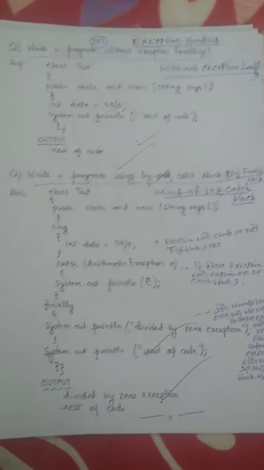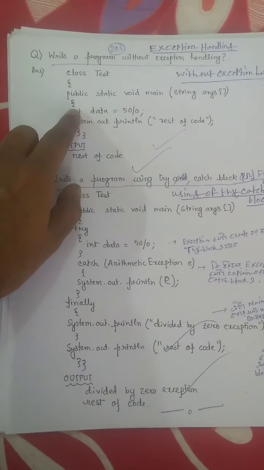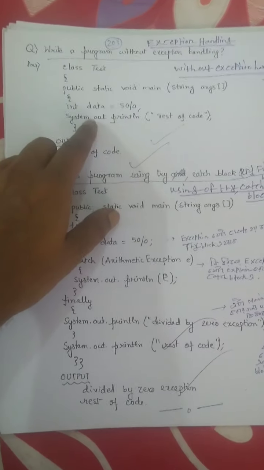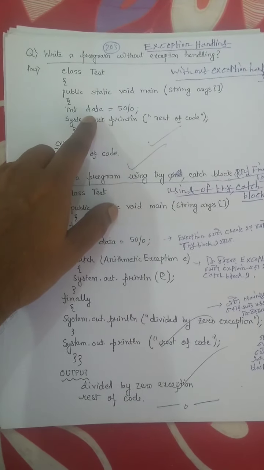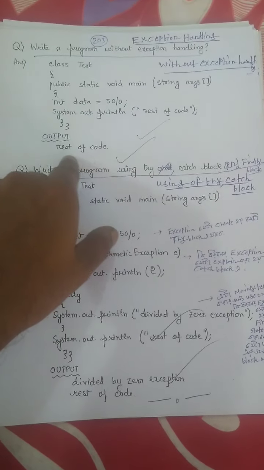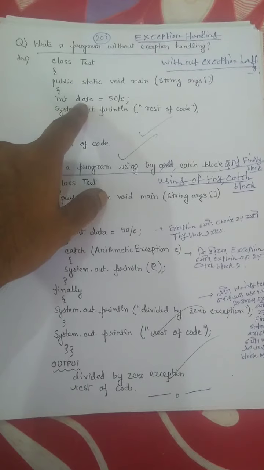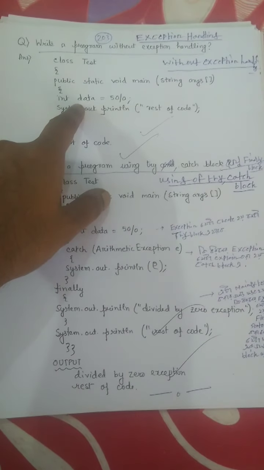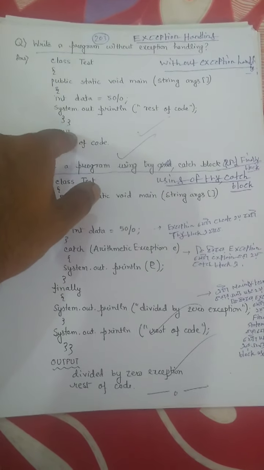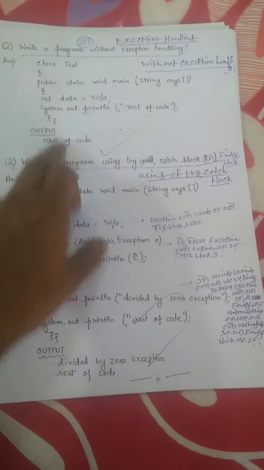Another example is without exception handling. Here we take a class, and here we declare public static void main, the main function, and here we declare the arithmetic exception. So here we print the rest of code. Only rest of code is printed, because we do not handle this particular exception with a try, catch, finally block. So this is a normal program without exception handling.